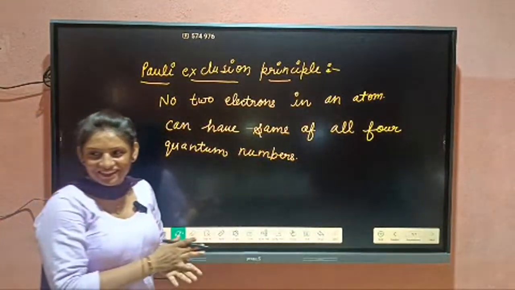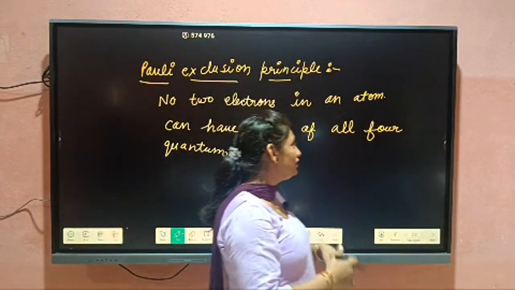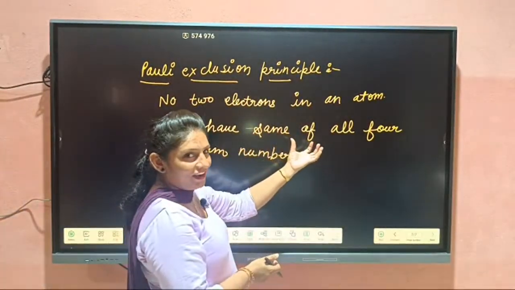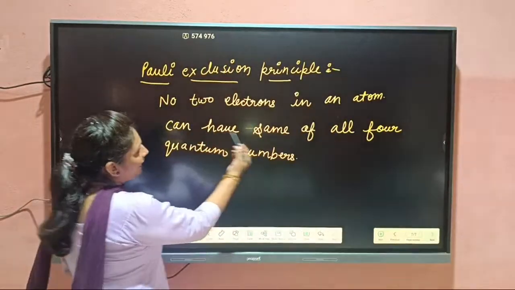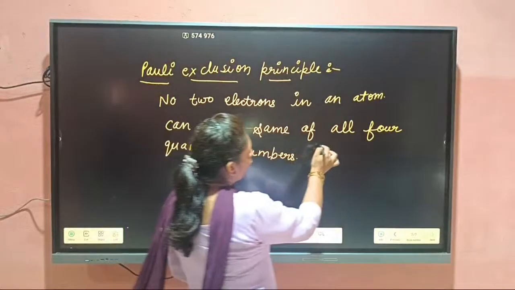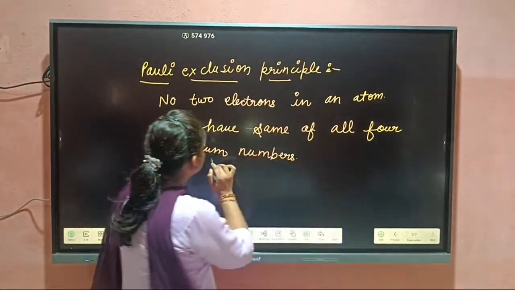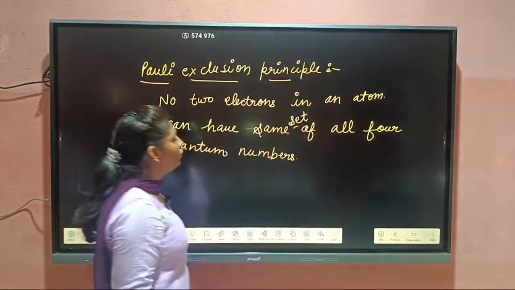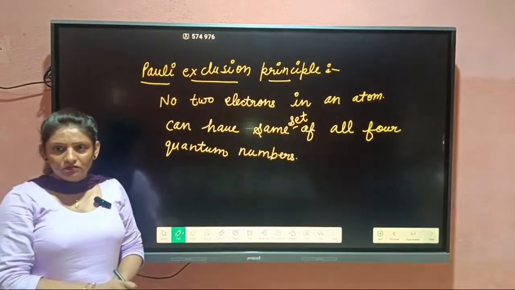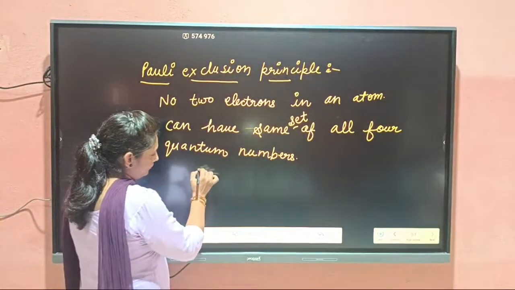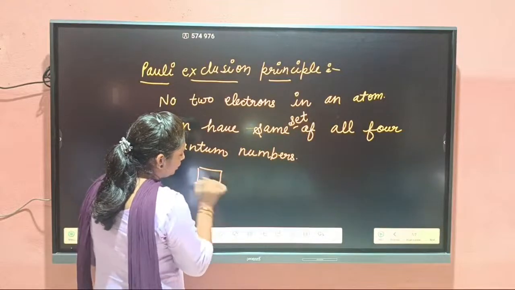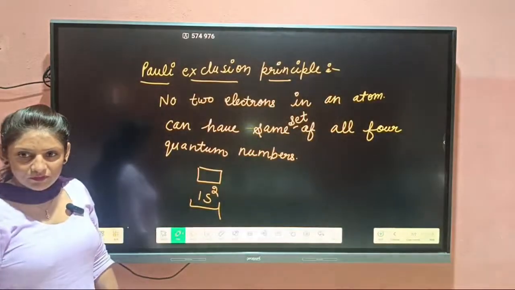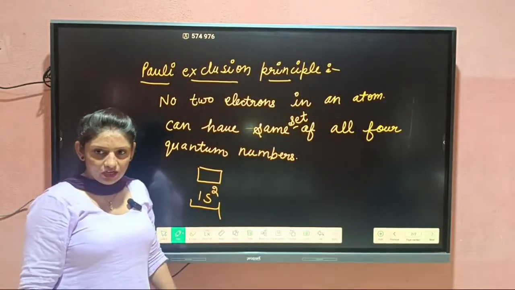I think it is not clear to you. Now try to understand. No two electrons in an atom can have the same set of all four quantum numbers. For example, if we have two electrons in 1s2 orbital, means in 1s orbital we have two electrons.